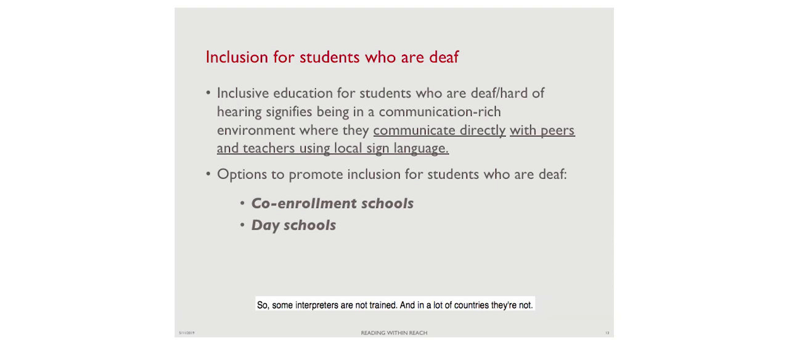Some of the interpreters aren't trained. In a lot of countries, they're not. And if they do have an interpreter, that doesn't necessarily mean the student is getting the full information access that's needed for a good education. So we just want to make sure that you think about what inclusion of deaf children means. Make sure you're clear about the transitions and how that works for children who are deaf and hard of hearing.